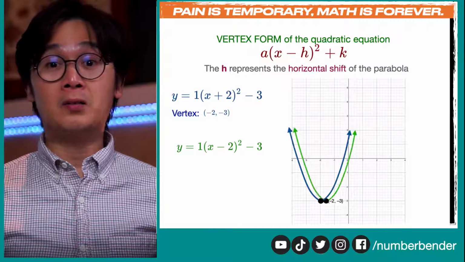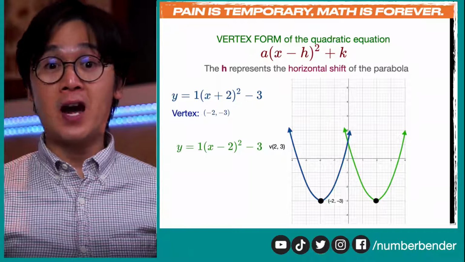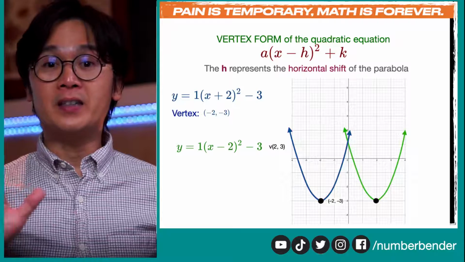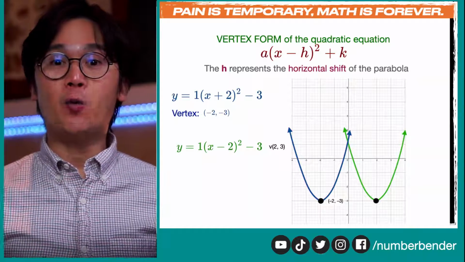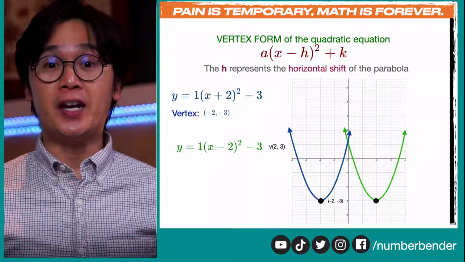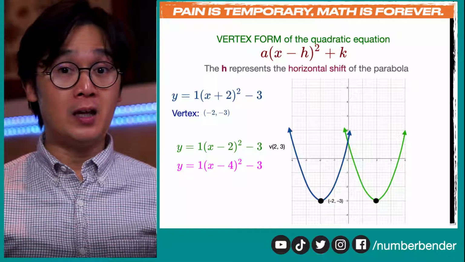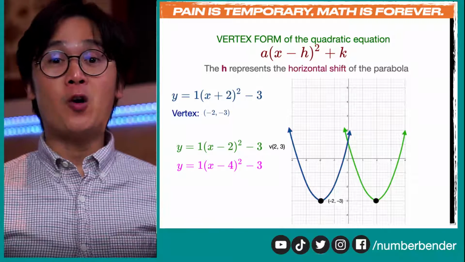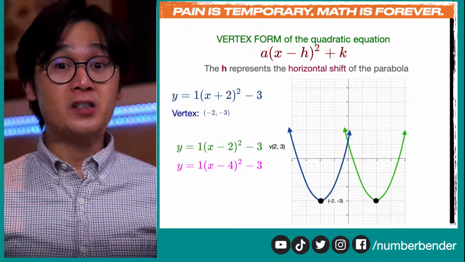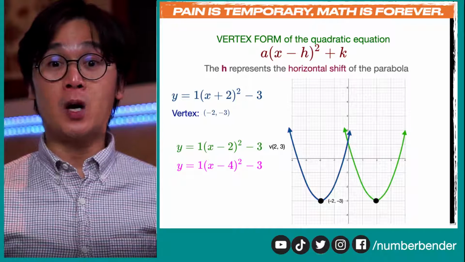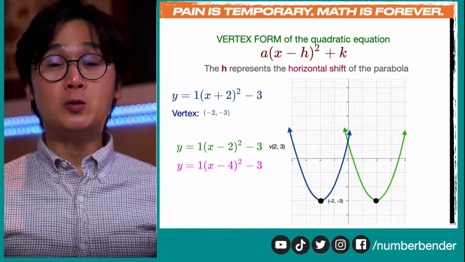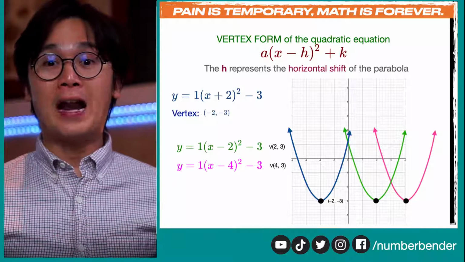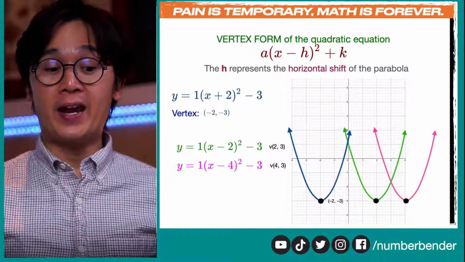So from the blue parabola, our horizontal shift is to the right, because horizontal shift is happening when h is changing. So if we have another parabola, which is the pink parabola, with h at negative 4, then the opposite of negative 4 is positive 4. So that means our new vertex is positive 4 and negative 3. So from the blue graph, it will go further to the right, and it will move right here where our vertex is now at positive 4 and negative 3.